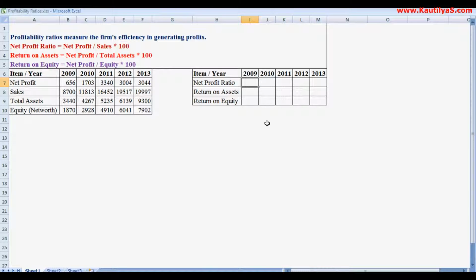Now net profit ratio equals net profit by sales into 100. We are multiplying it with 100 because we want to calculate this in percentage point. So net profit ratio equals net profit of a company during the year 2009 divided by sales into 100. It is 7.5%.